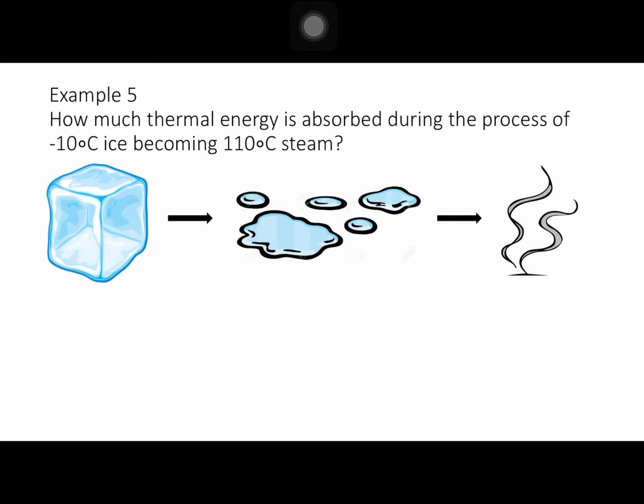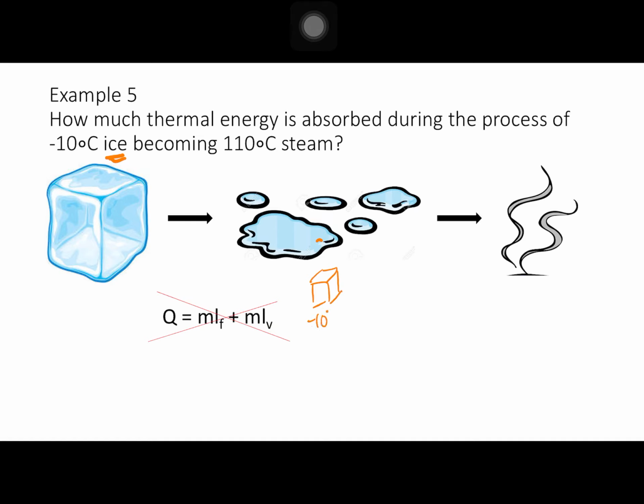So the question asks for how much thermal energy is absorbed during the process of minus 10 degrees Celsius ice becoming 110 degrees Celsius steam. So we know that from ice, there's a change of state to liquid, then a change of state to gas, right? Now, how many of you did this? Q equals mL_F plus mL_V. Now, this is wrong. Remember I told you that there can only be one change at a time. So what I always do is I will draw it out, okay?